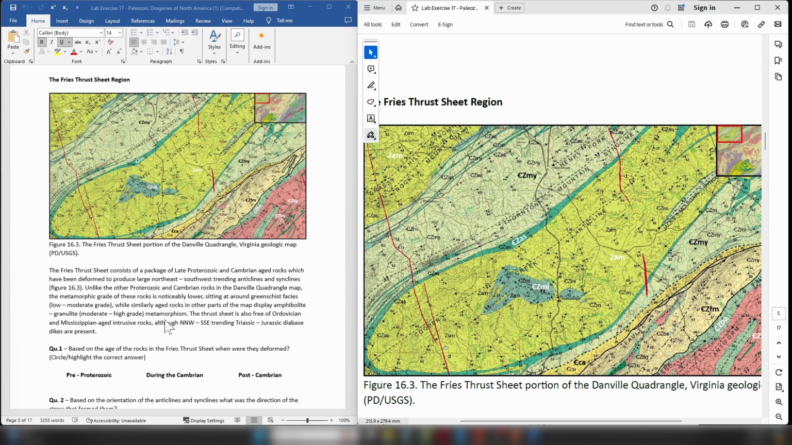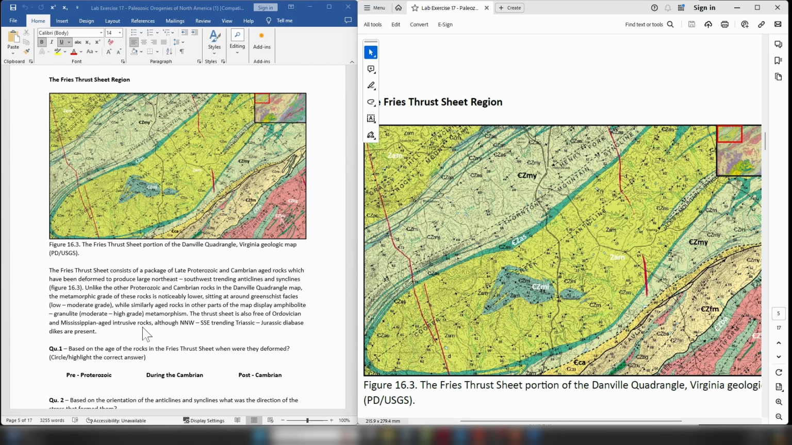Now, the other thing that you will probably have noticed is down here towards the southeastern corner, you will see there is a very heavy black line right there. That's a thrust fault. And this helps to explain why the Fries thrust sheet is in this location. It's been thrust into the map area. So it's come from another location and it's been pushed into the map area due to thrust faulting. And the thrust sheet itself is free from Ordovician and Mississippian age intrusive rocks.